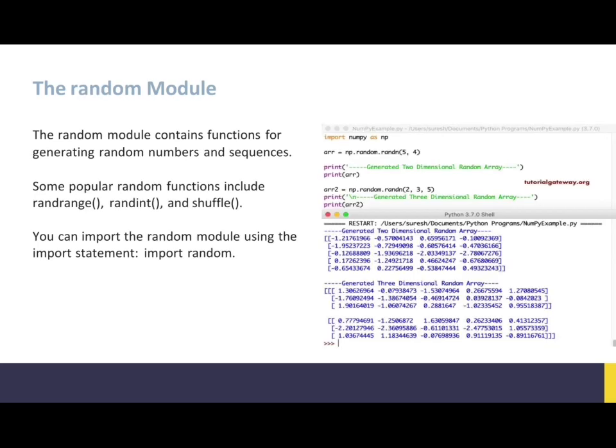The random module. The random module contains functions for generating random numbers and sequences. Some popular random functions include randrange, randint, and shuffle. You can import the random module using the import statement: import random.